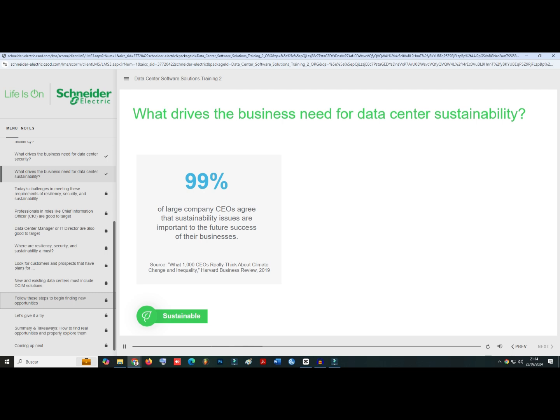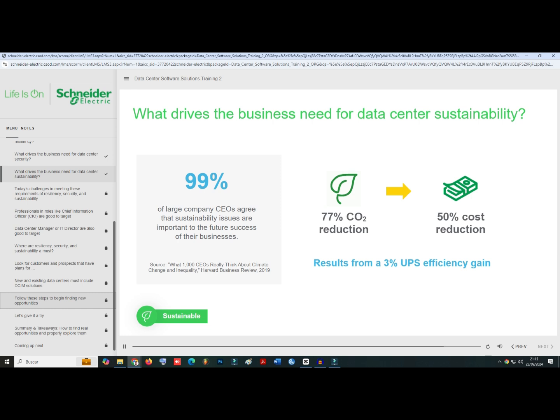But also, there is growing pressure from governments, investors, and customers to track, measure, report, and reduce the environmental impact of their IT operations. For your sales efforts, it can be useful to associate sustainability with operational efficiency. The more sustainable you can make your operations, the more cost-efficient they will be.